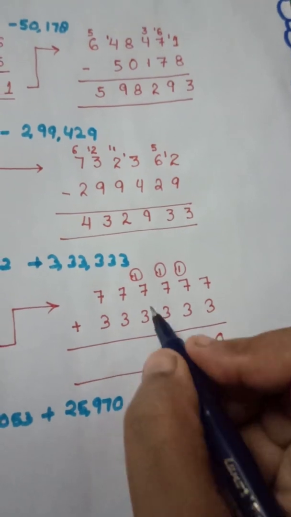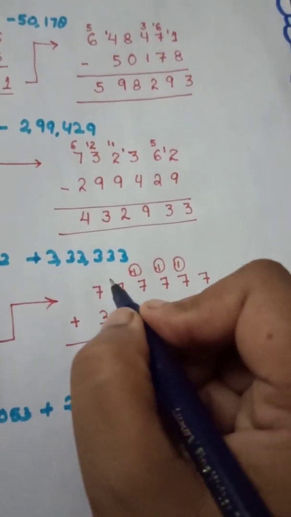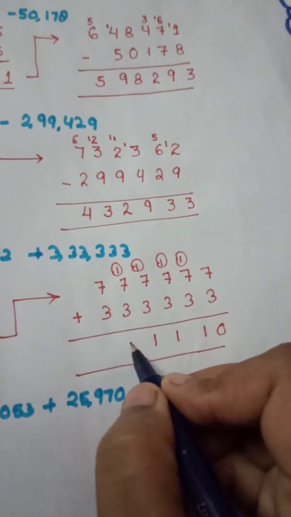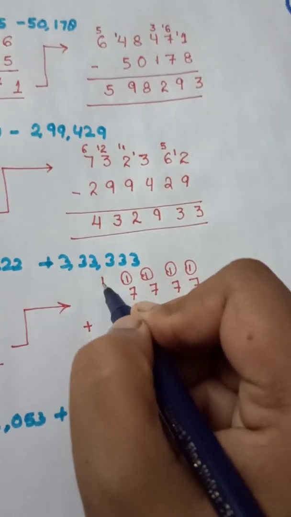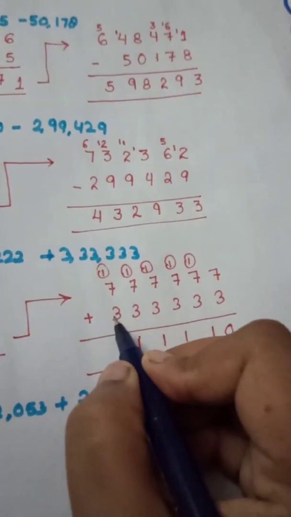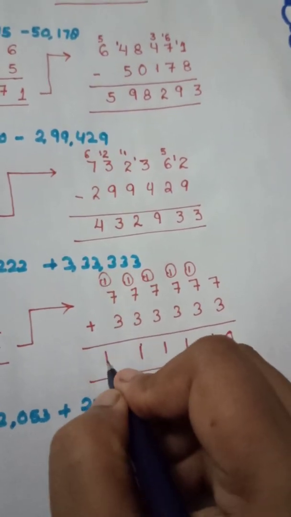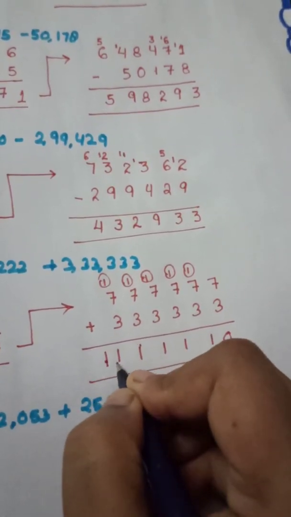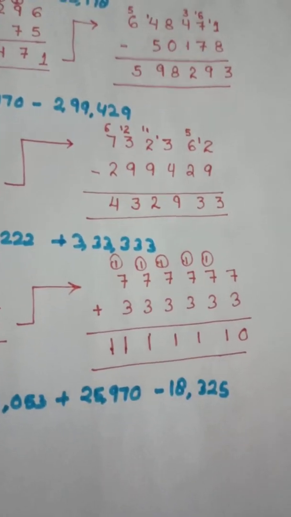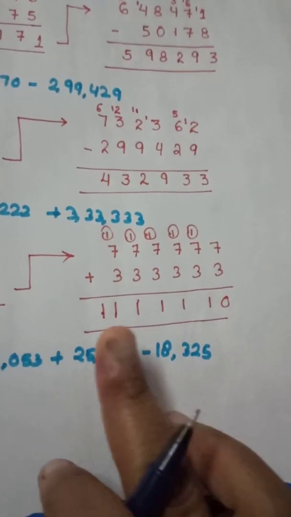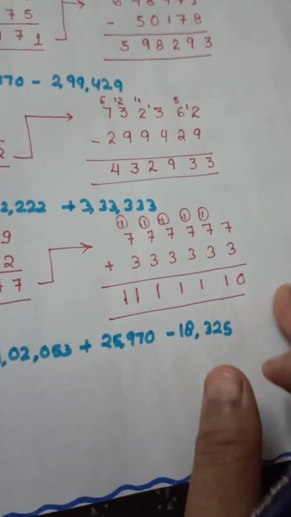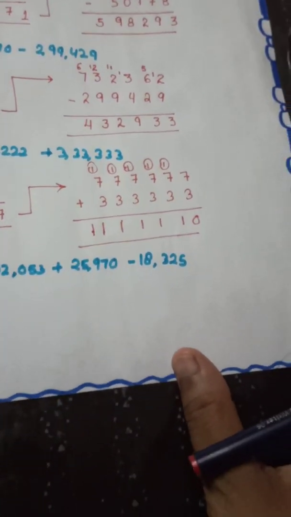Again 7 plus 3 plus 1, 11. Again 7 plus 3 plus 1, 11. Again carry. 7 plus 3 plus 1, 11. Okay, like here we will write 11 as whole number. Complete 11 over here. Okay, so this is our answer.